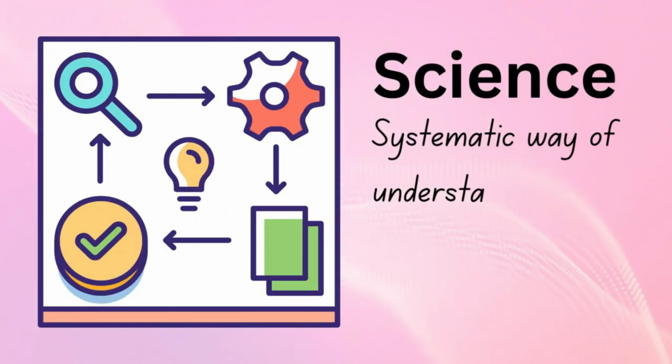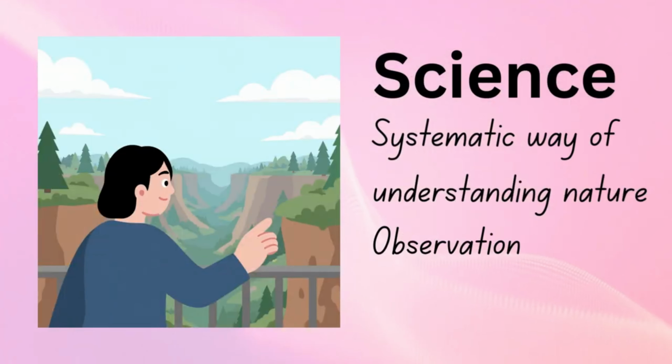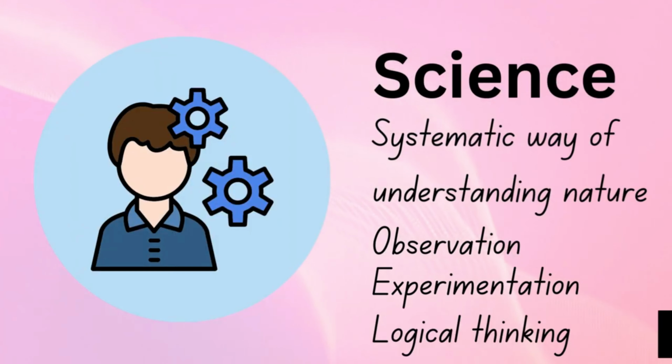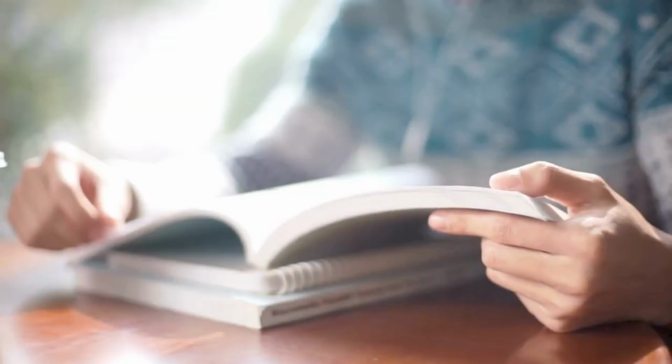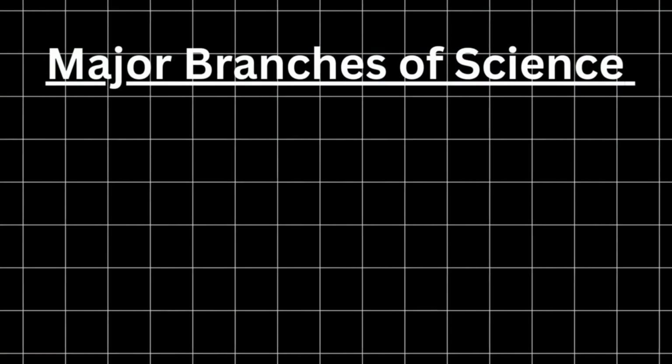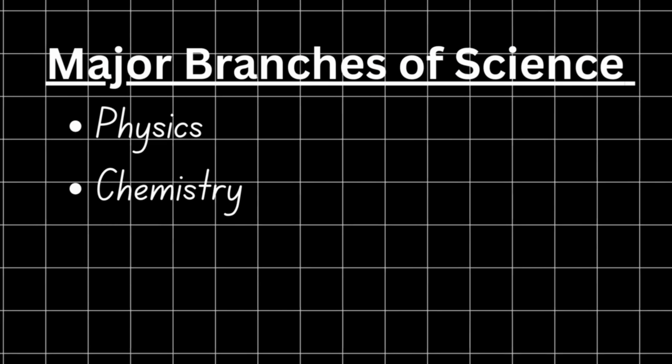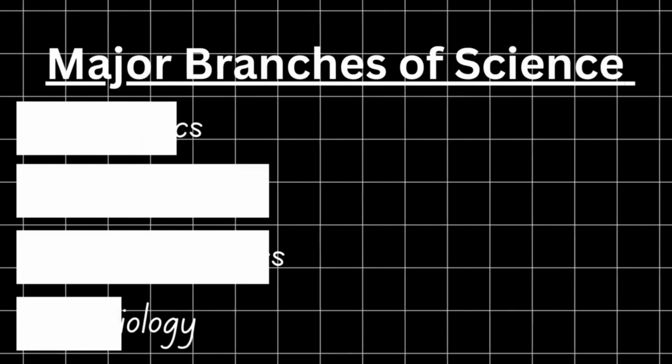Science is a systematic way of understanding nature through observation, experimentation, and logical thinking. To study it better, science is divided into different branches such as physics, chemistry, mathematics, and biology.